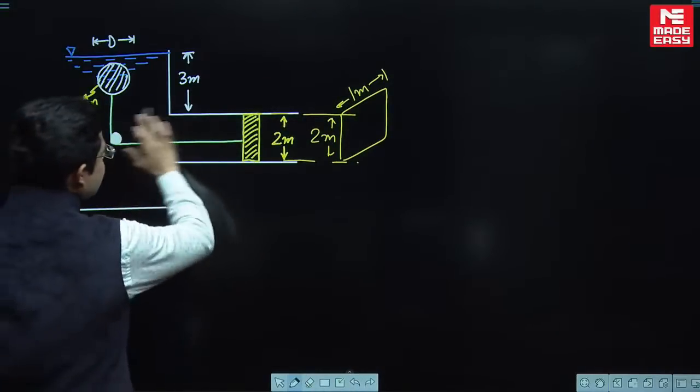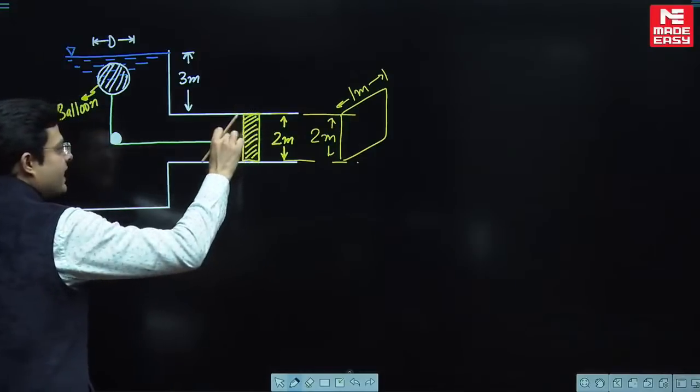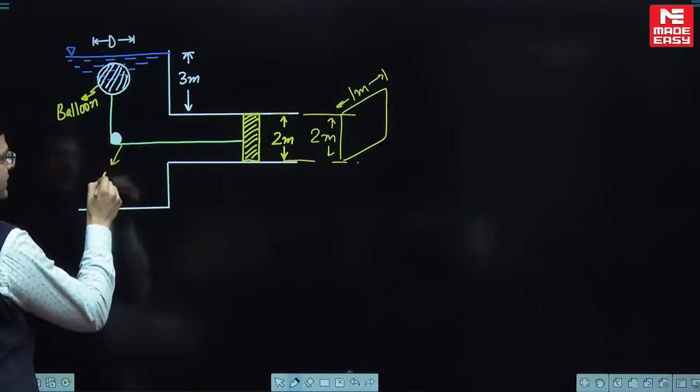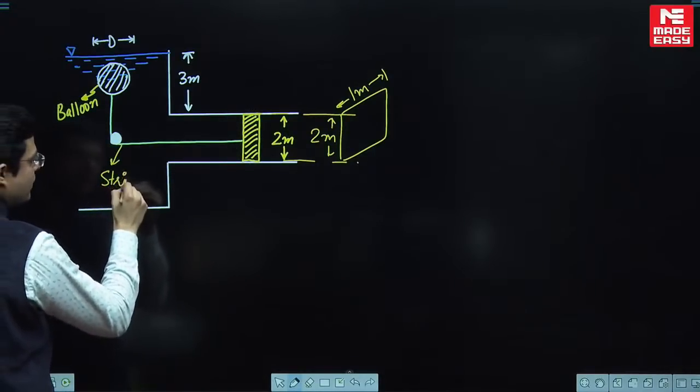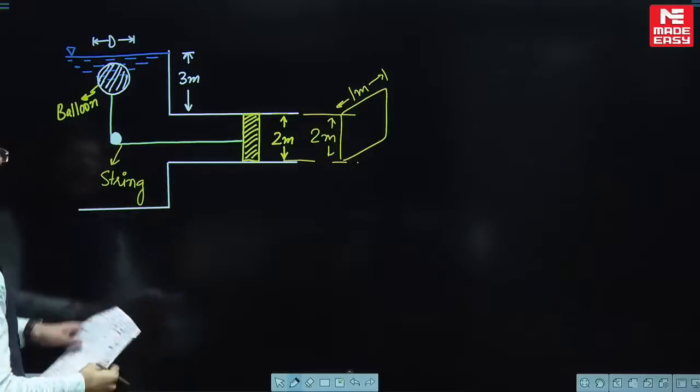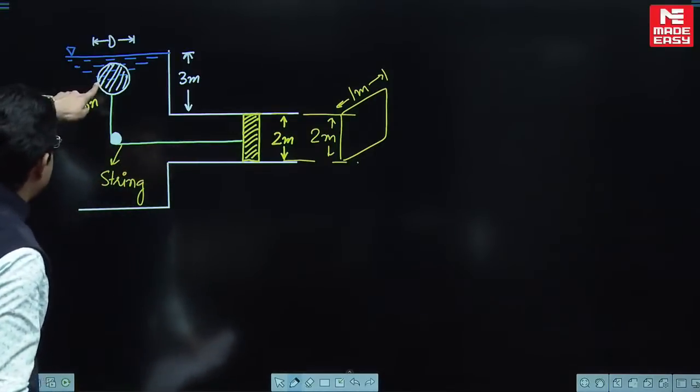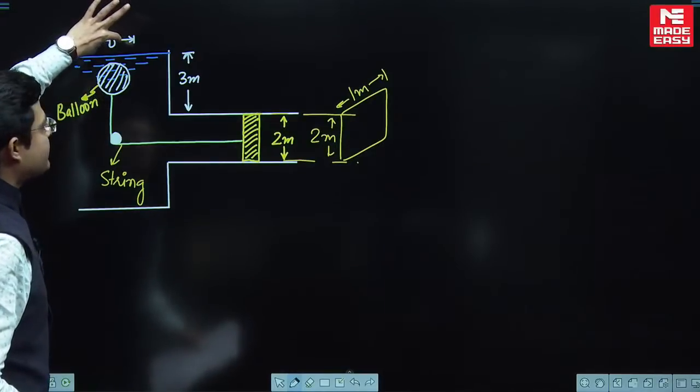Now you know water is there on this side, and this is connected with the help of a string. So this is the string. It's a mind-boggling problem. It's a string, and that string is connected to a balloon whose diameter is given as d.